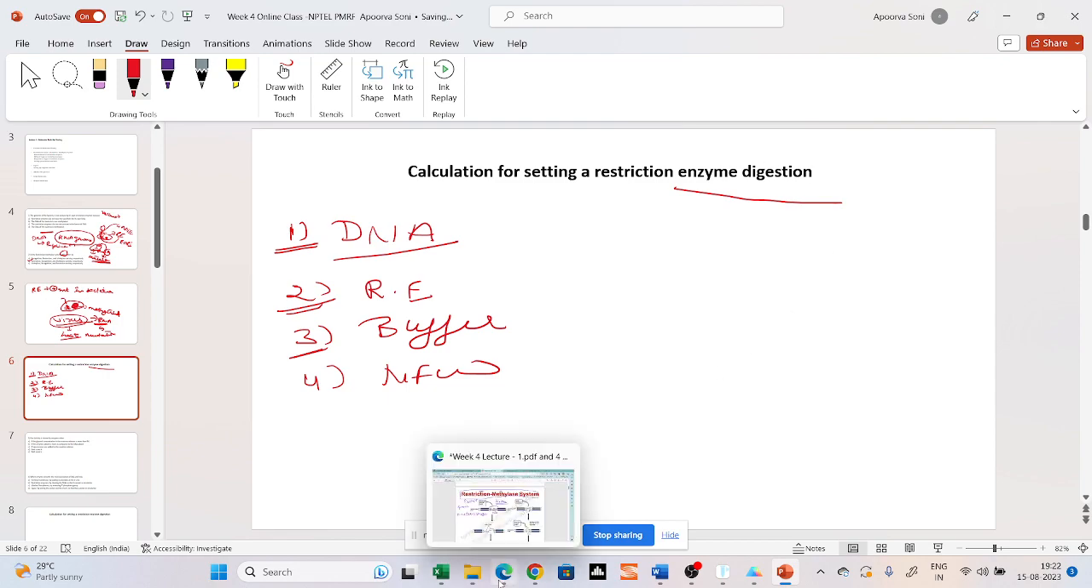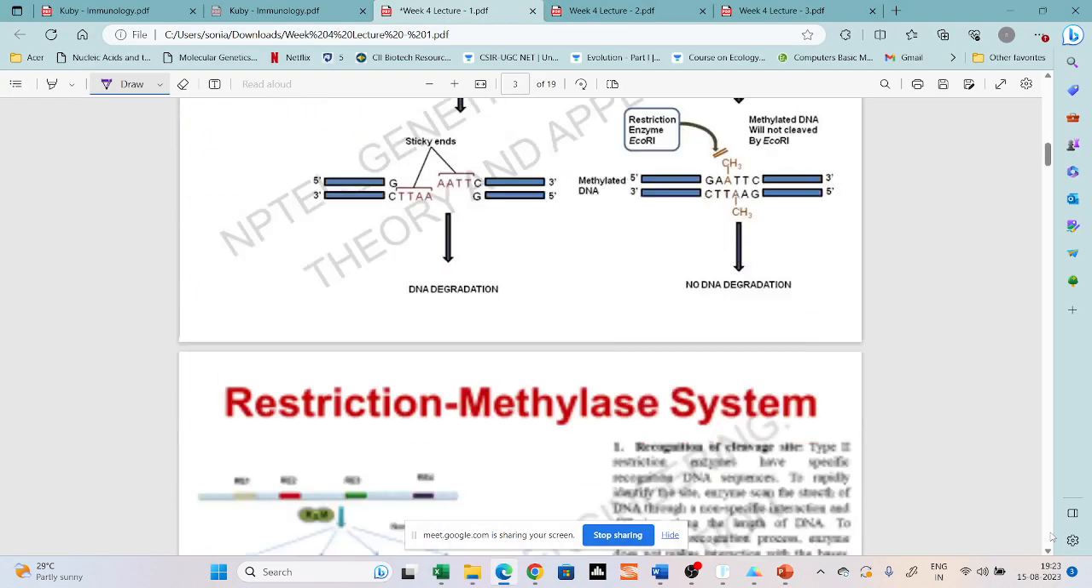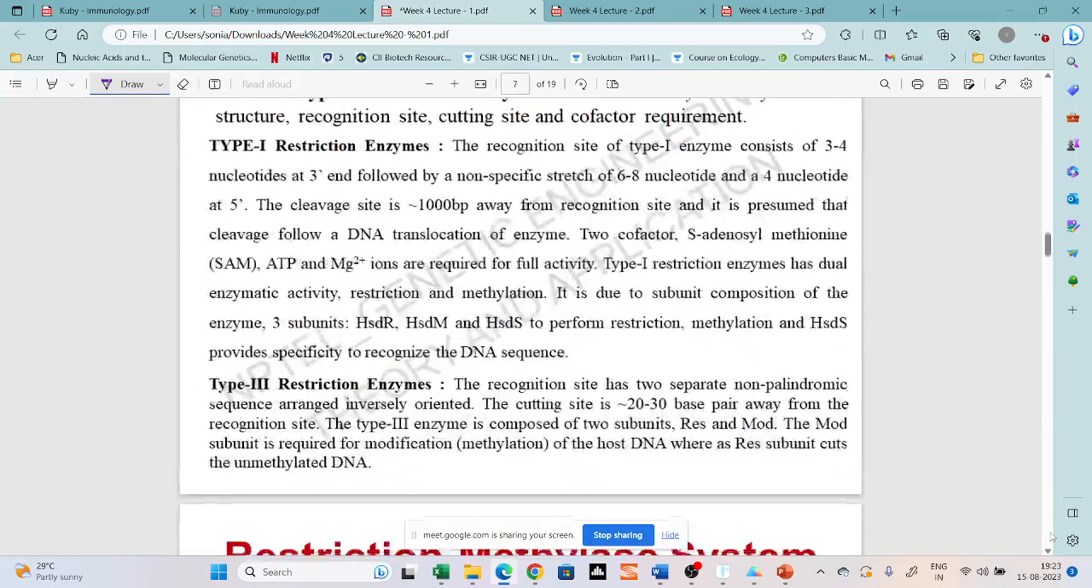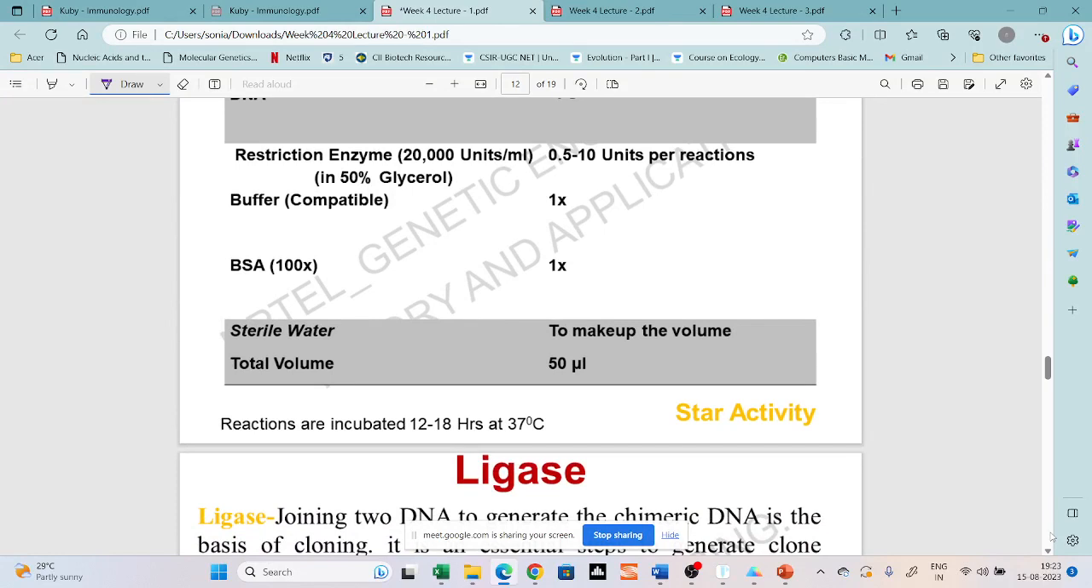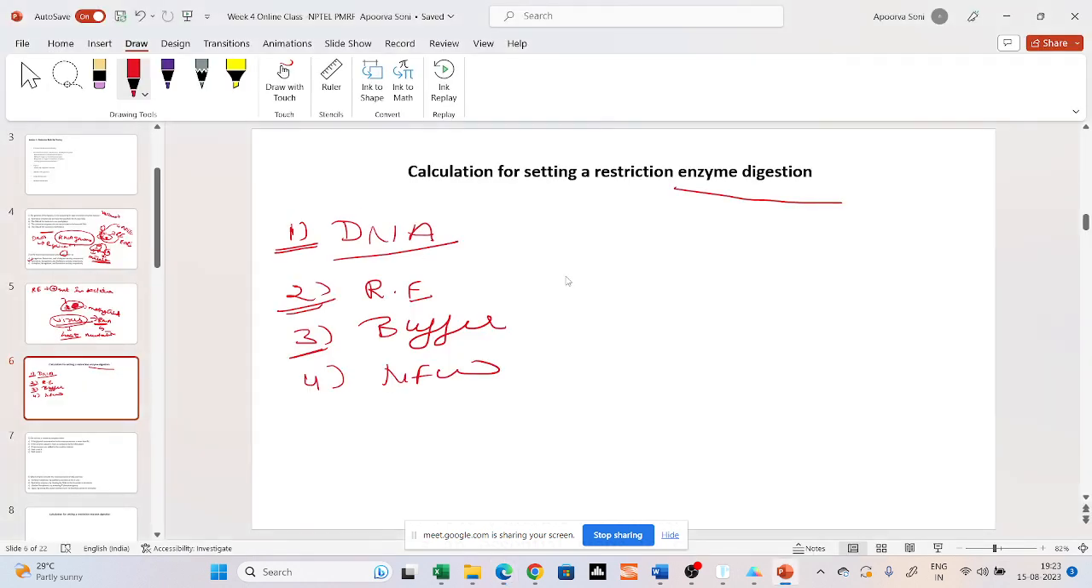And like sir has told you in the class, you may need BSA also, but BSA is something which depends. BSA is not always needed; it depends on the reaction. In our lab, we never have used BSA because our reaction works in this way. So buffer should be 1x, BSA should be 1x. Okay, so these are the things that you need. You need BSA also, but buffer also 1x and BSA also 1x.